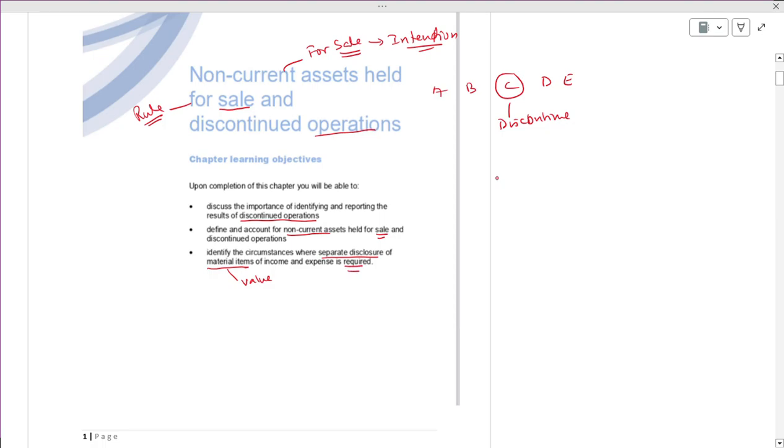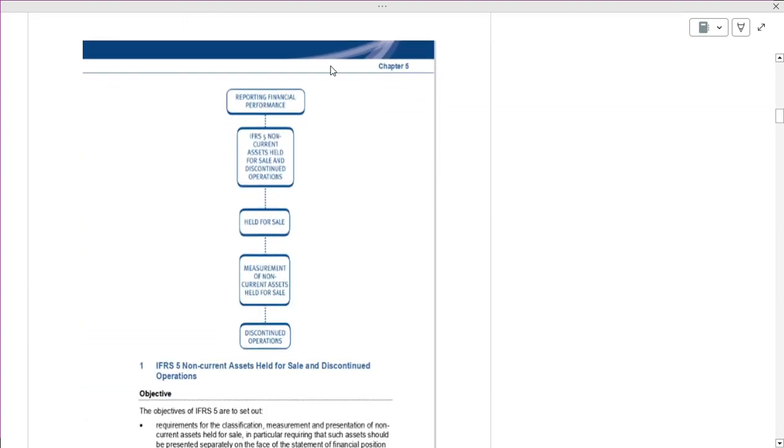There are three small objectives. We are talking about discontinued operations, we are talking in terms of held for sale, and we are talking about the disclosure. Whatever we are doing, we have to disclose, we have to inform. Now, coming back to this, we are dealing with IFRS 5, International Financial Reporting Standards. They say what the rules are for sale, how you are going to measure it, and what the rules are for discontinued operations. That is 1, 2, and 3.